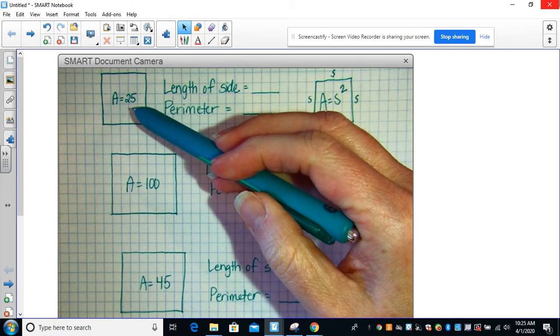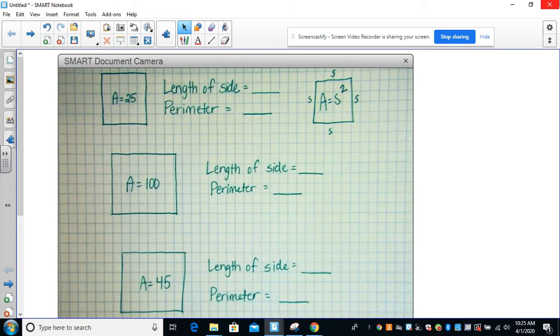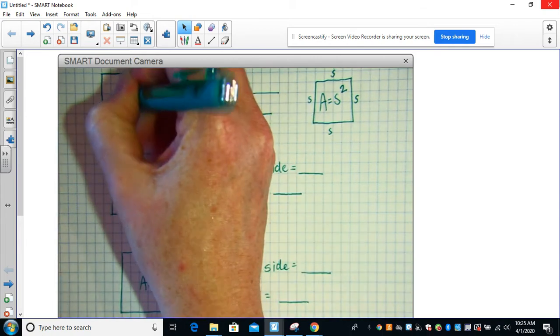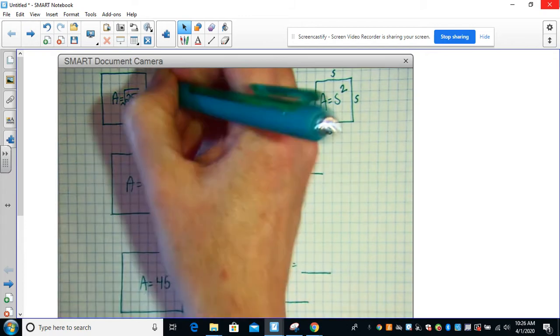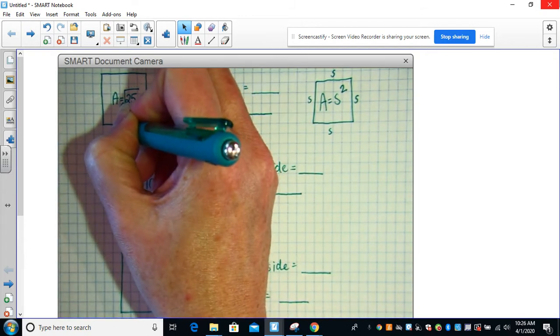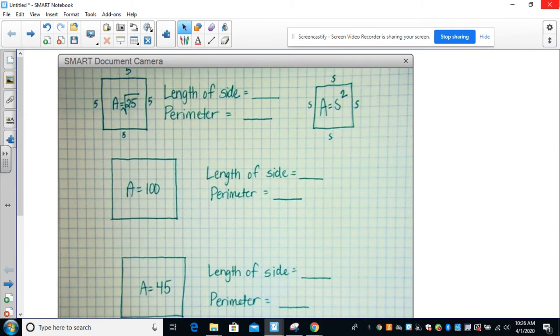Therefore, if we're given a square like this one, and we know that the area is 25, we have to ask ourselves, what do we multiply by itself to get 25? Or in other words, what is the square root of 25? The answer is obviously 5. So the length of the sides is 5.